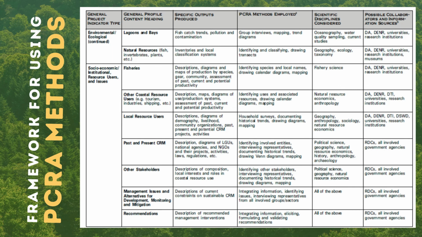So these can be done in a variety of methods, such as household surveys, documenting historical trends, drawing diagrams, mapping, identifying involved entities, interviewing representatives, identifying other stakeholders, and integrating information, eliciting, formulating, and validating recommendations, all of which can be participated in by RDCs, all involved government agencies, as well as the Department of Agriculture and the Department of Environment and Natural Resources.